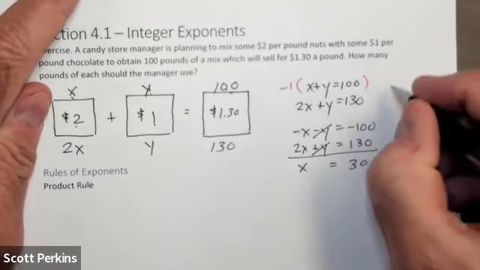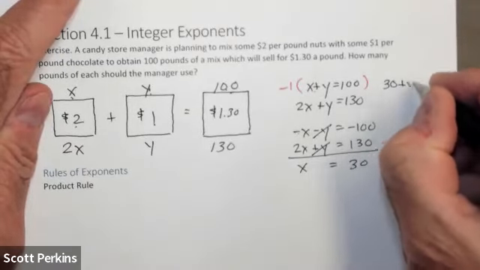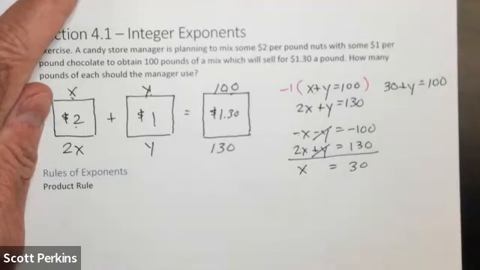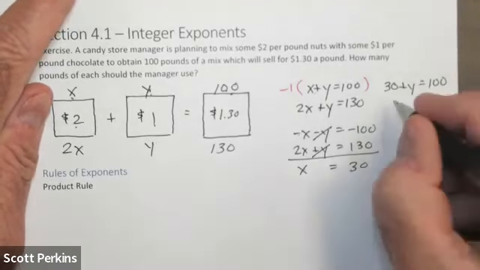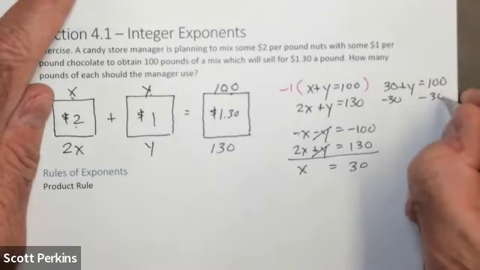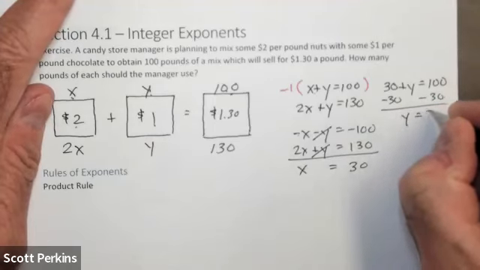So the x value is 30. So this says 30 plus y equals 100. And then I'll subtract 30 from both sides. And that tells me that y is equal to 70.